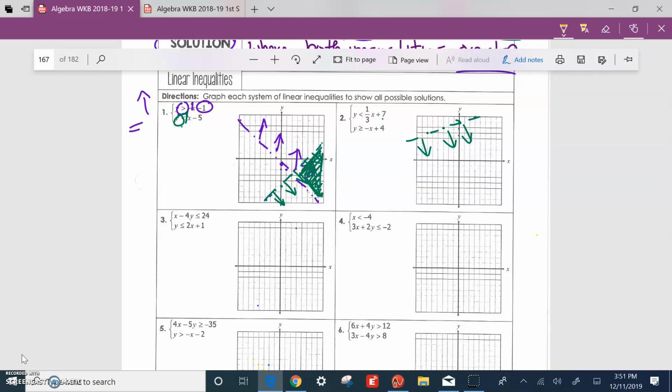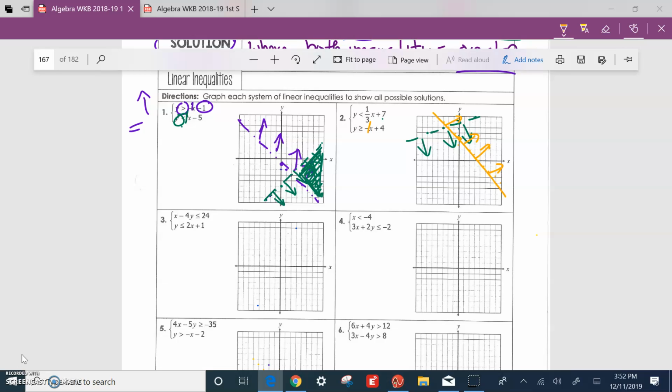Then the next one, our y-intercept, 1, 2, 3, 4 is our y-intercept. Our slope is -1, so we go down 1, over 1, down 1, over 1, down 1, over 1. Okay, it is equal to, so that's a solid line. And then that's greater than or equal to, so we're going to shade above.